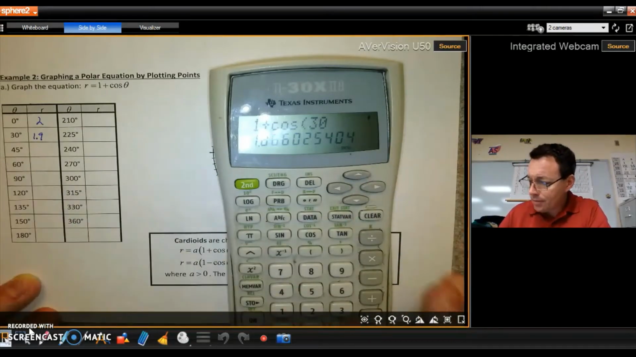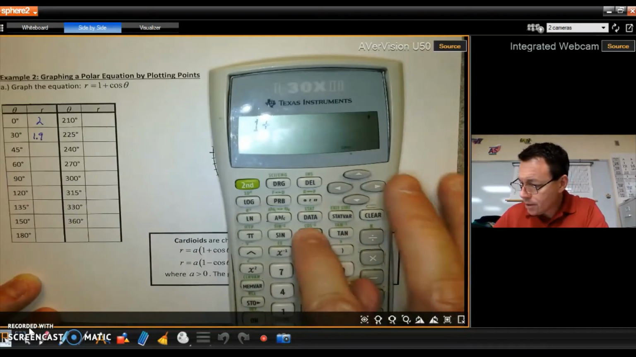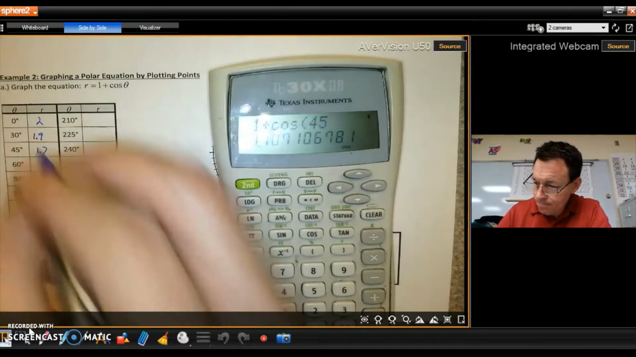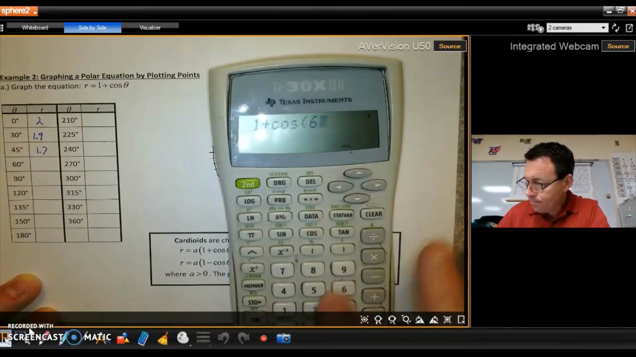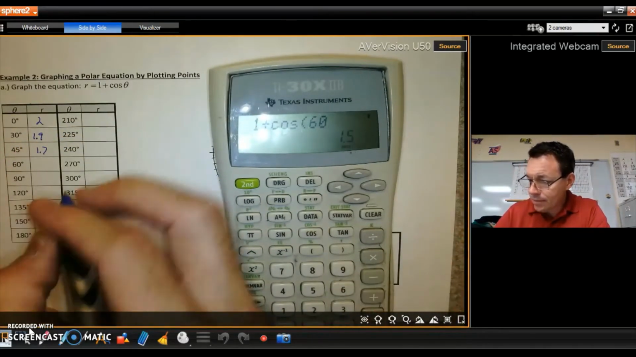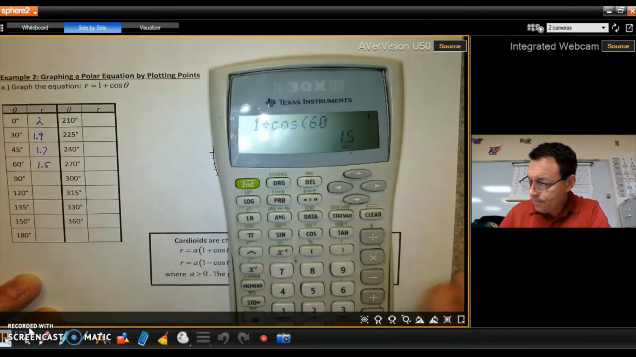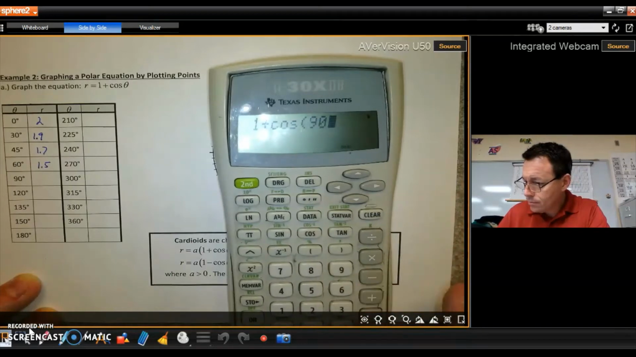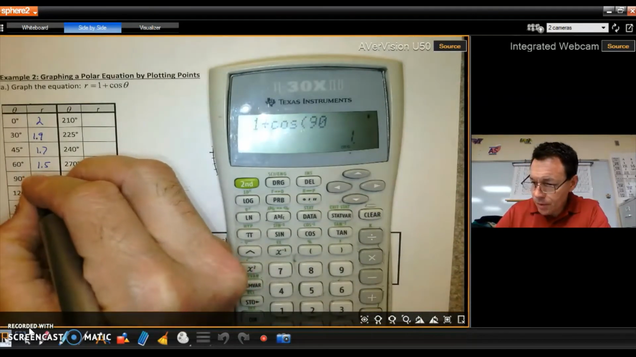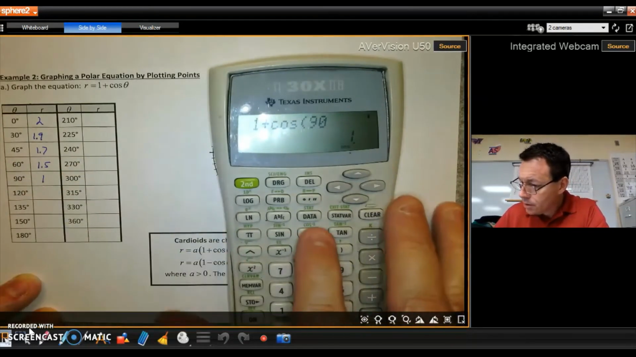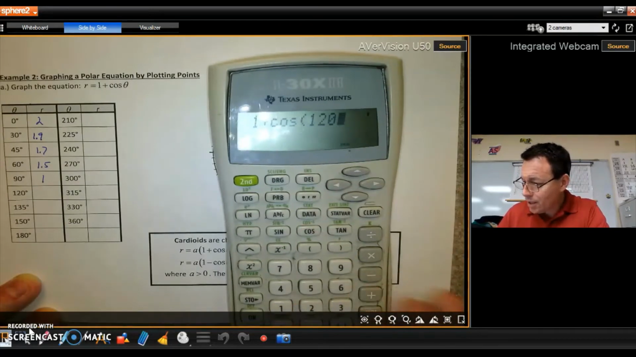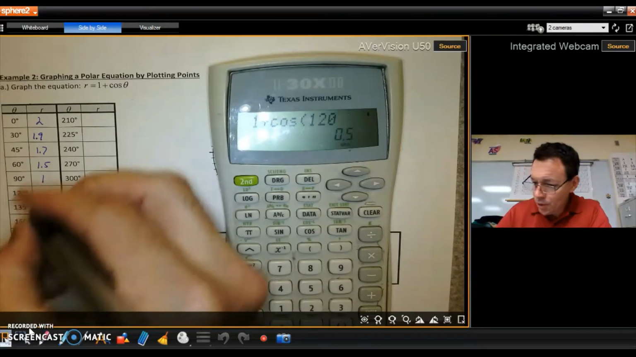45. 1 plus cosine of 45, 1.7. So we're just going right down the line. 1.5. Just stay with me. Keep going. I'm going to show you a little trick here in a second. Cosine of 120. What do we have? 0.5.